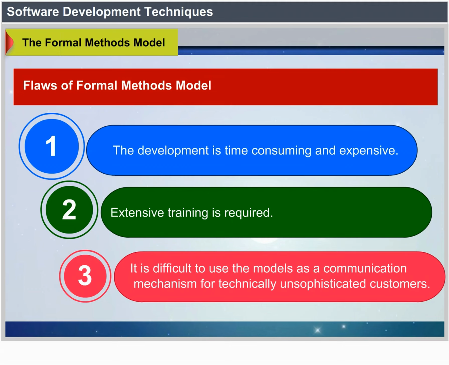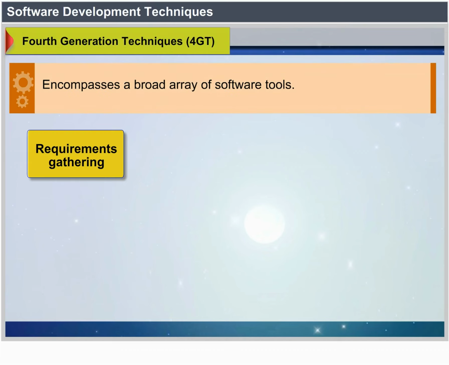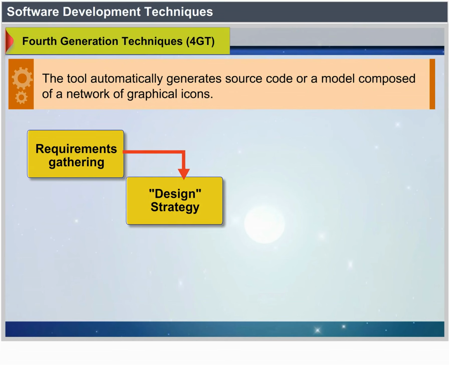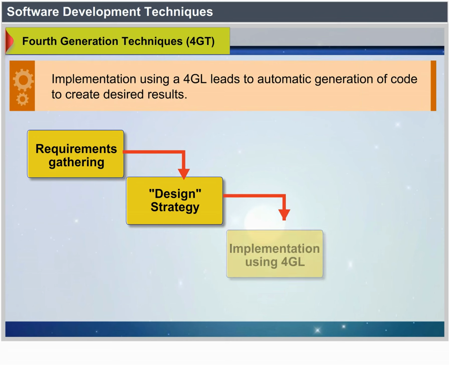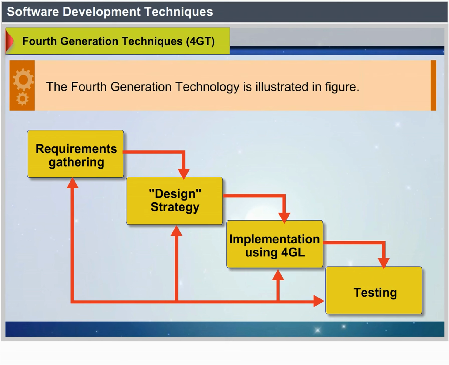Fourth generation techniques, 4GT, encompass a broad array of software tools. The tool automatically generates source code or a model composed of a network of graphical icons. Implementation using a 4GT leads to automatic generation of code to create desired results. The fourth generation technology is illustrated in the figure.